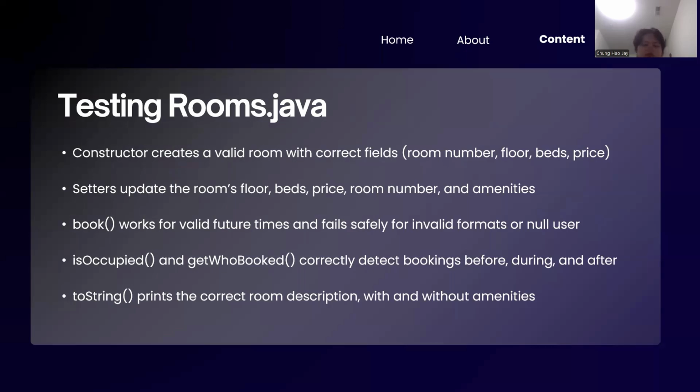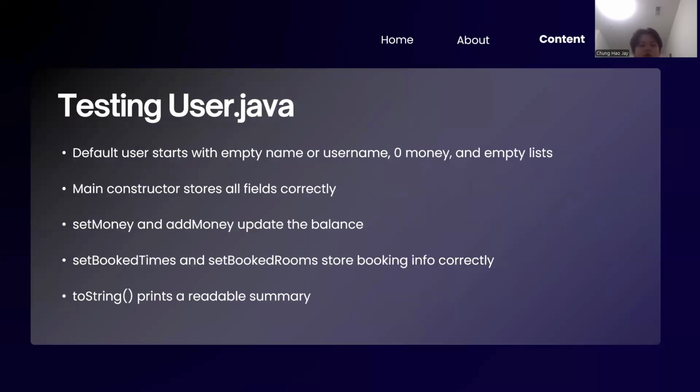For the last slide, we have User.java, which is basically to confirm that the default user starts with empty fields, zero money, and also an empty booking list. The main constructor was tested to ensure it stores the user's name, username, password, and also balance correctly. And finally, we also check that the toString method produces a readable and correct summary of the user. Thank you.